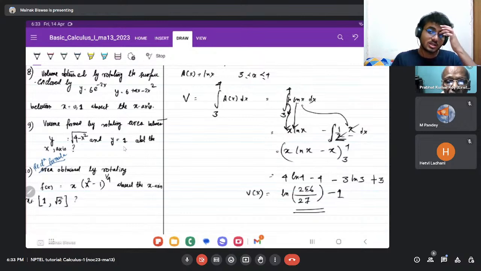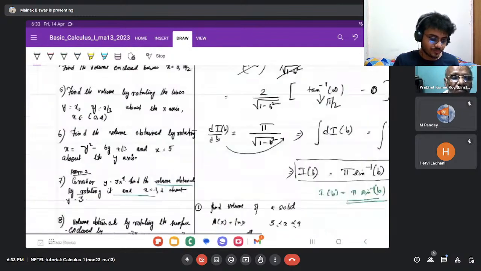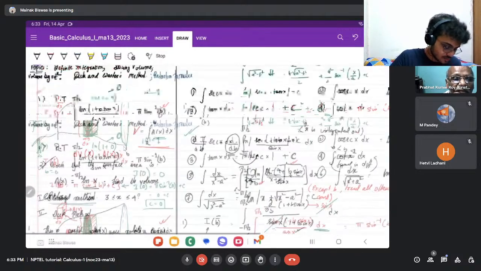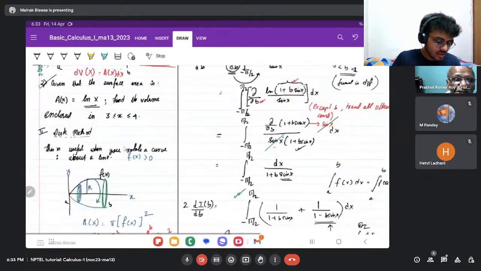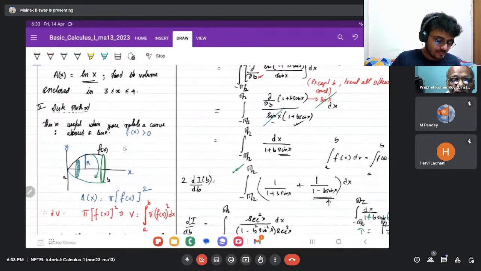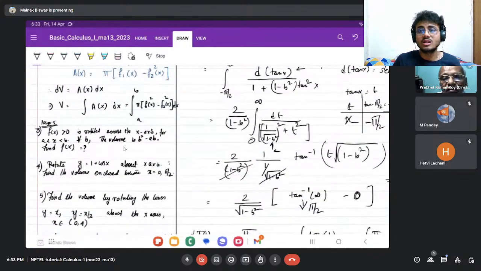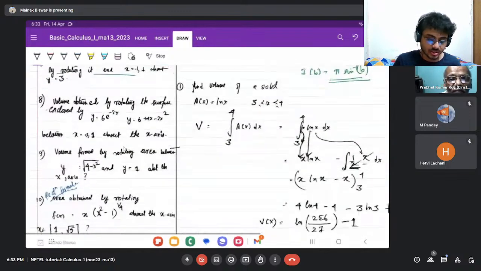Understood? So this is your volume that you will get. This was just a warm up. Now the next two things, I hope this is clear. The next two things would be the disk method and the washer method. So primarily we'll be dealing with volumes formed by rotations.